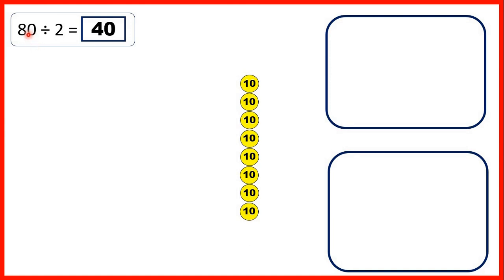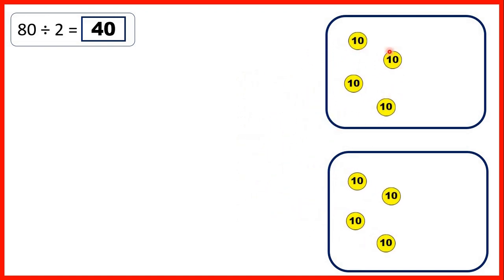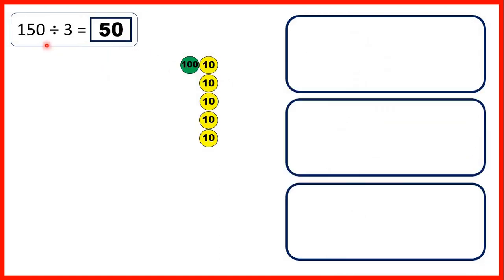First, we had 80 divided by 2. With 80, we have 8 tenths, and because we're dividing by 2, we can share these 8 tenths into 2 groups. When we do that, we have 4 tenths in each of our groups, so that's why our answer is 40.